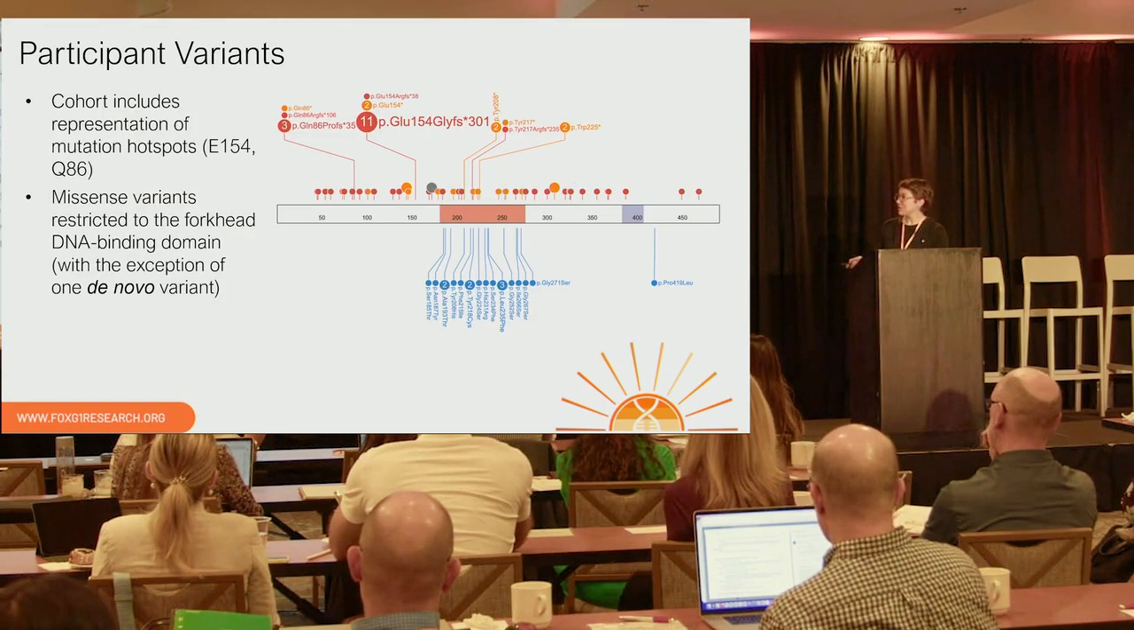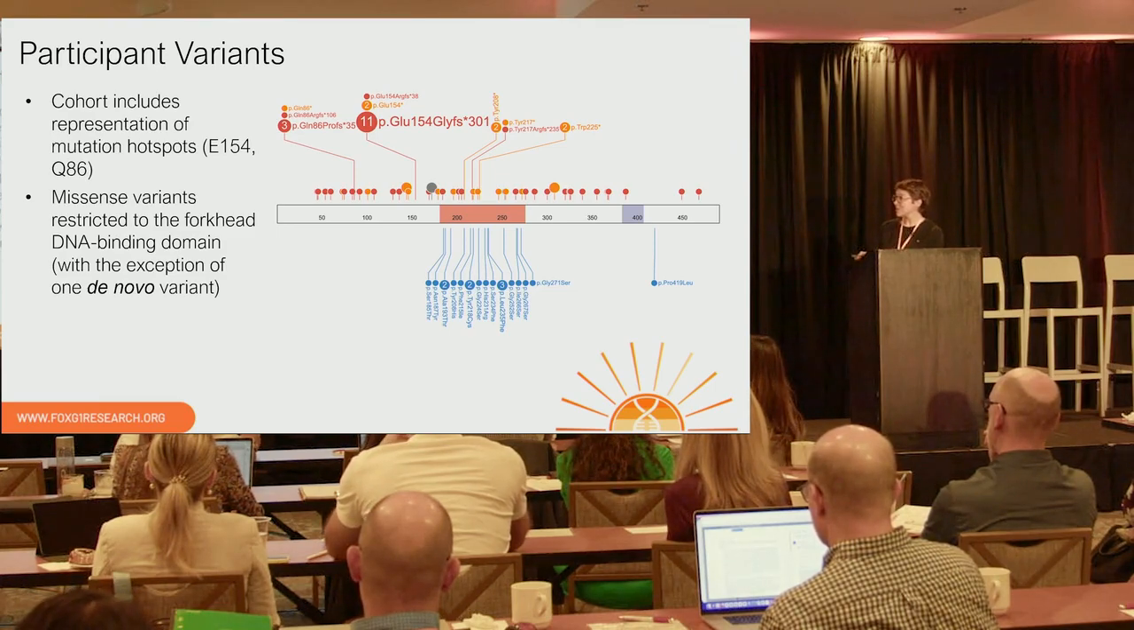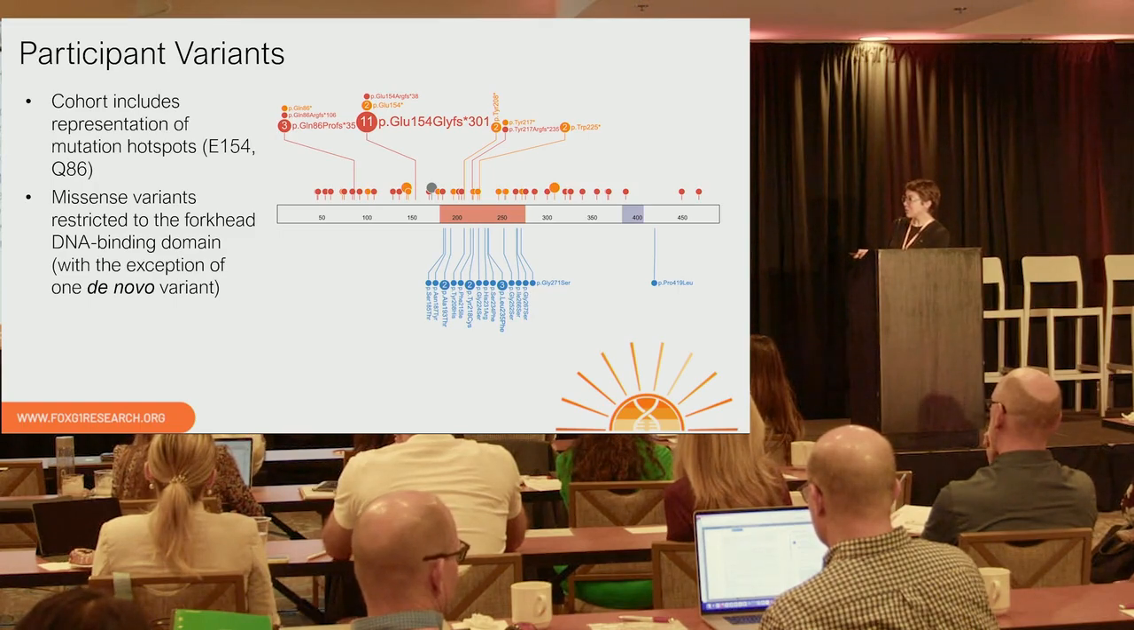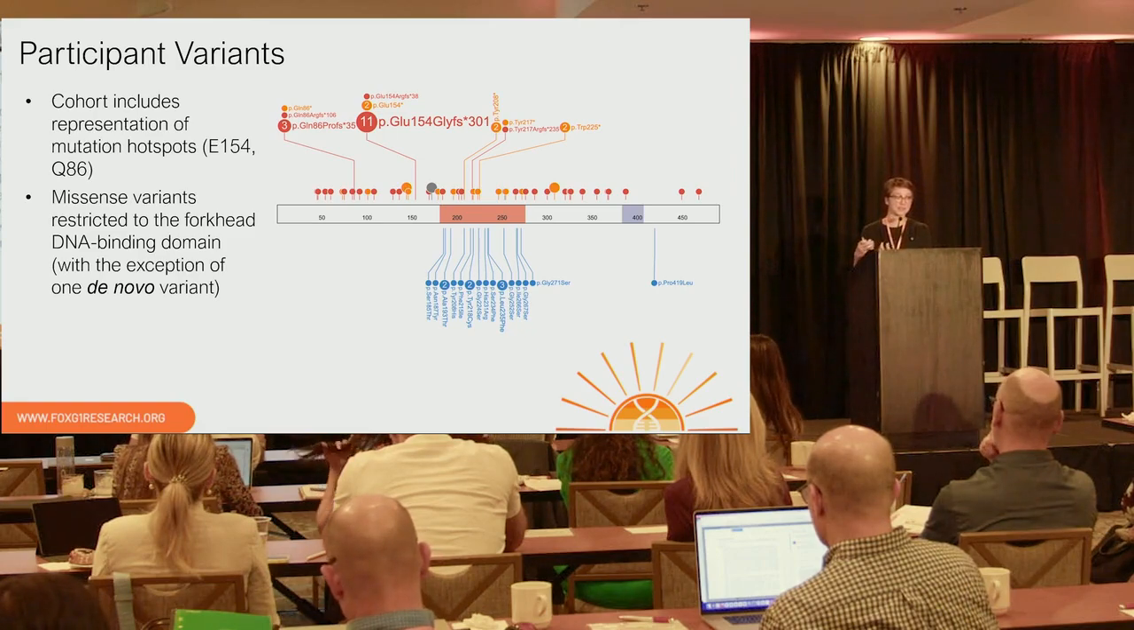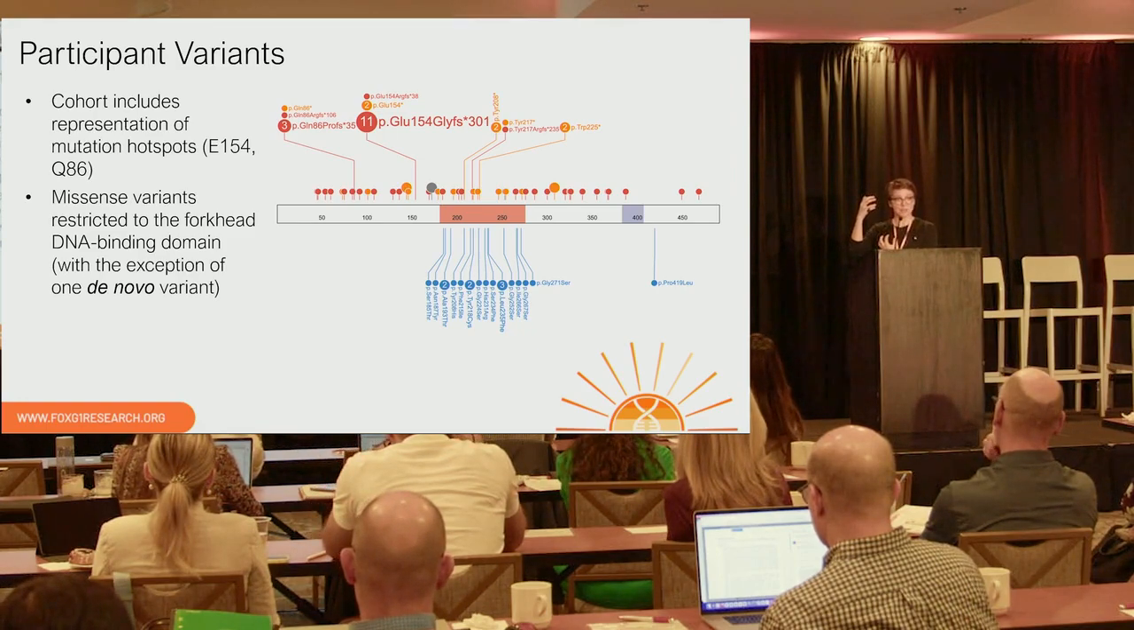So this is just showing the distribution and frequency of genetic variants in our cohorts. And so this is the FOXG1 amino acid sequence. So this is essentially the protein of FOXG1 that is made and functions in the body to perform the job that FOXG1 is supposed to be doing.